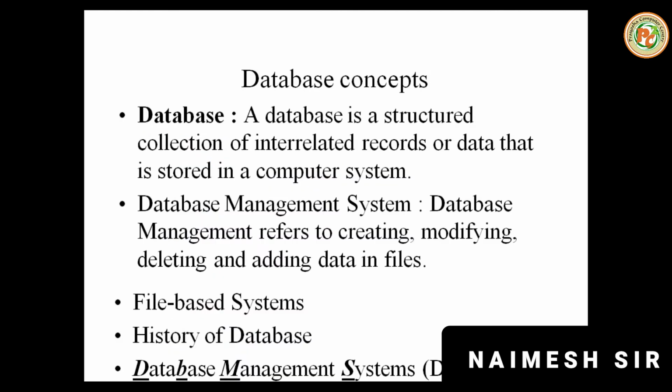Now some concepts about the database. A database is a structured collection of interrelated records or data that is stored in a computer system for long-term use. And DBMS means database management system, which refers to creating, modifying, deleting and adding data in the files. So whatever data you have, you can manipulate it, and that is called a database management system. There are 3 types of database management system: file based system, history of database, and database management system, that is called RDBMS.